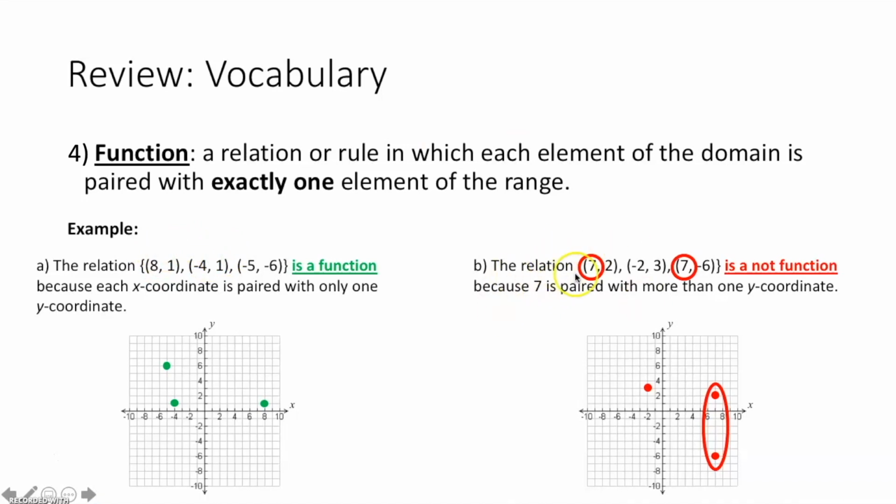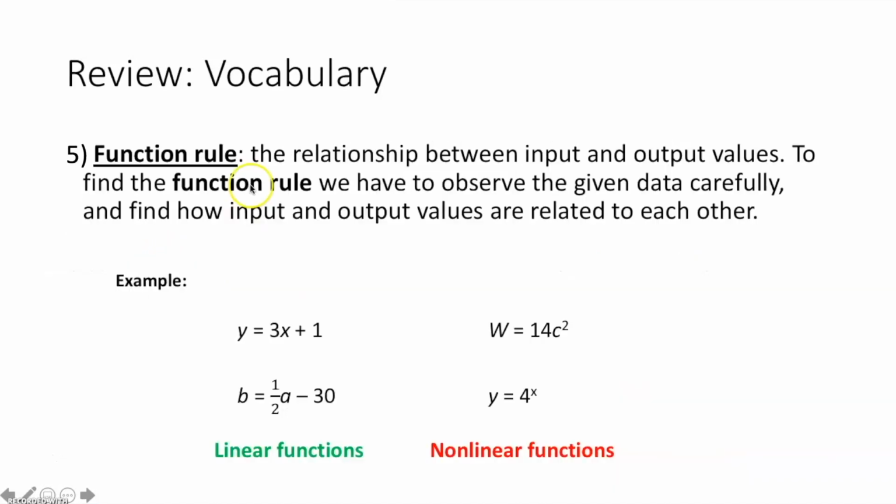Now the second one over here, the relation (7, 2), (-2, 3), and (7, -6) is not a function because 7 is paired with more than one y coordinate. You see how we have 7 paired with the 2 and 7 paired with the -6? The reason that is not a function is because we have one x value paired with multiple y values. You're allowed to have one y value paired with multiple x values, just not one x value paired with multiple y values.